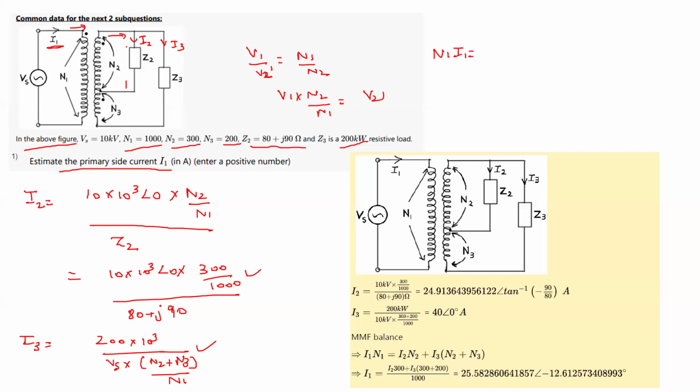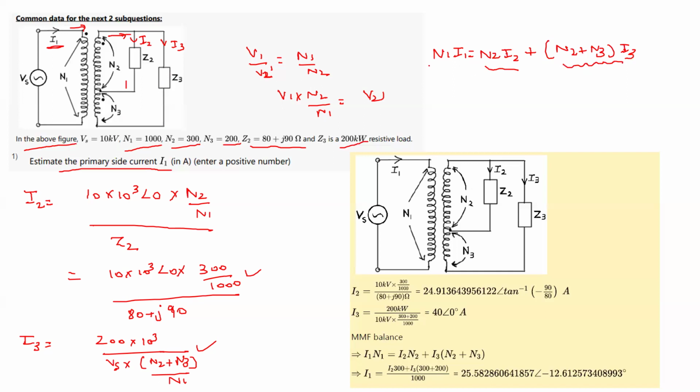So what is this current? For Z2, we are having N2 into I2, so I am writing it as N2 into I2. And I3 is associated with Z3, and Z3 is across N2 plus N3, so I3 is related to N2 plus N3. Current I2 is due to Z2, and Z2 is across N2, that is why we wrote N2 into I2 for the MMF balance. And I3 is across Z3, which is across N2 plus N3, so I have written I3 with N2 plus N3.